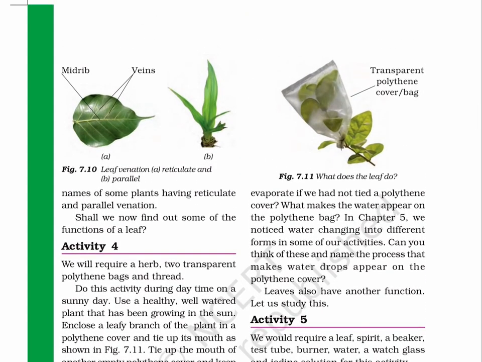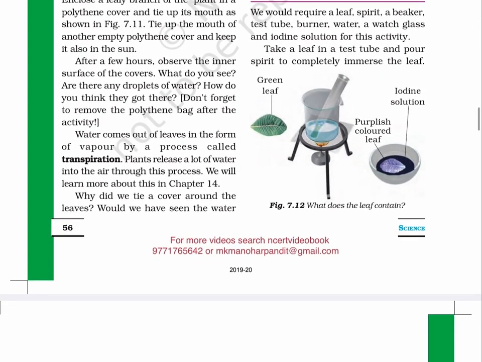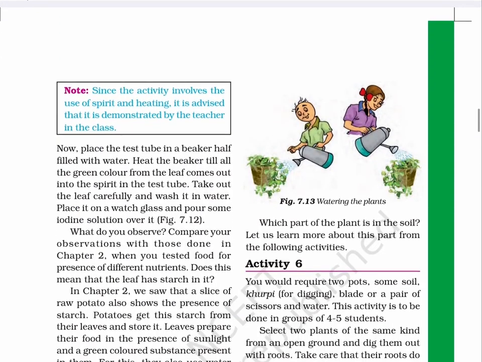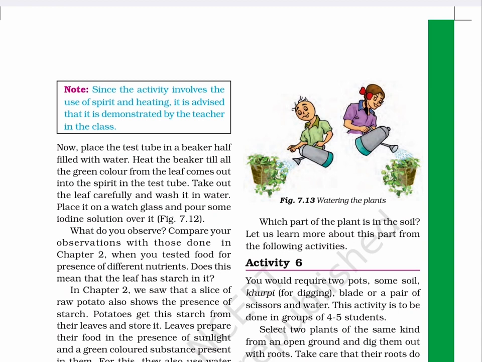Activity 5. We would require a leaf, spirit, a beaker, test tube, burner, water, a watch glass, and iodine solution for this activity. Take a leaf in a test tube and pour spirit to completely immerse the leaf. Figure 7.12 shows what the leaf contains. Note, since the activity involves the use of spirit and heating, it is advised that it is demonstrated by the teacher in the class.